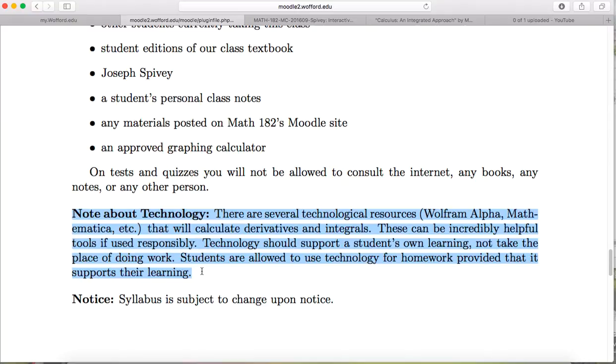So if you attempt a problem several times and get it wrong several times, and then you turn to one of these programs to show you the steps, and then you use those steps to learn how to do the next problem, I'd say that's really responsible use. That sounds good. That's supporting a student's learning.